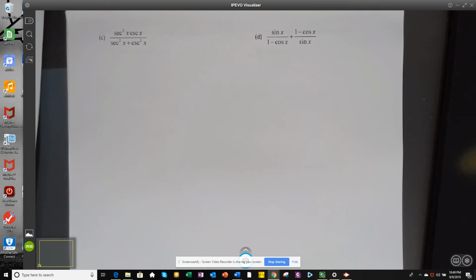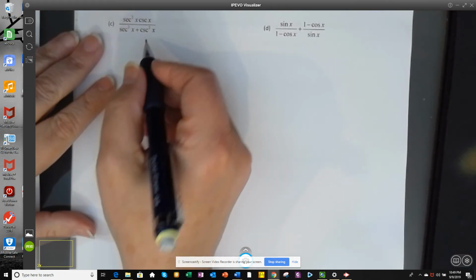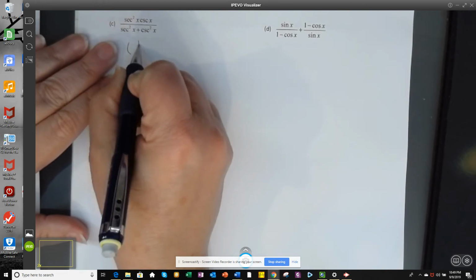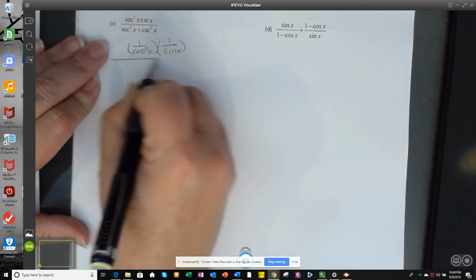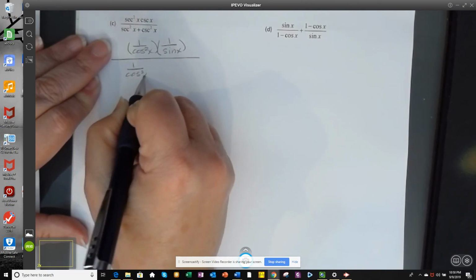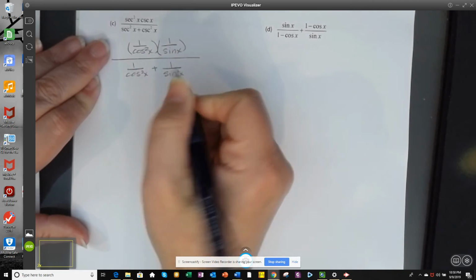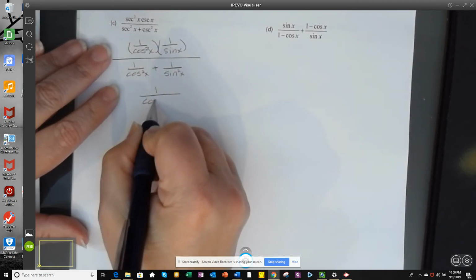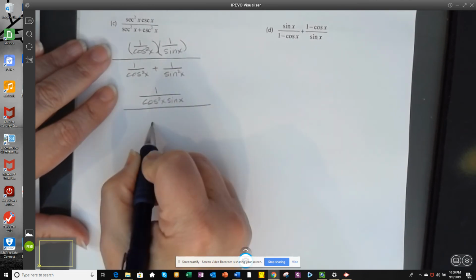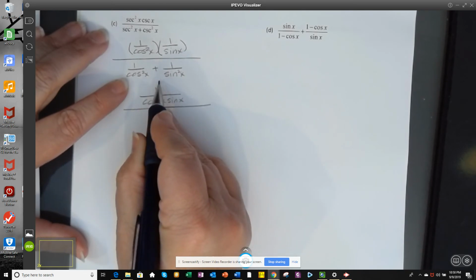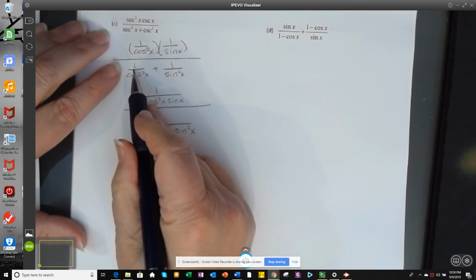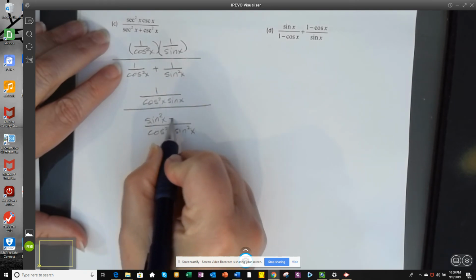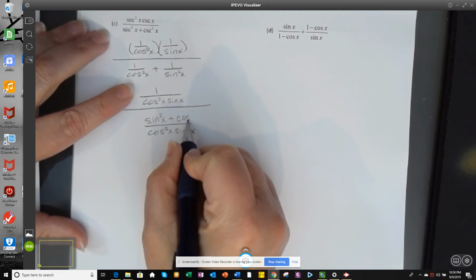Okay, so I'm thinking we're going to change things to their sine and cosine component parts because if all else fails, you can do that. So let's see what we get here. In the numerator, we get 1 over cosine squared x times 1 over sine x, all over 1 over cosine squared x plus 1 over sine squared x. And the numerator is going to look like cosine squared x sine x in the bottom. And now I'm going to find a common denominator in the denominator, which would be cosine squared x sine squared x. And then I'm going to multiply this first one by sine squared x, and this one by cosine squared x, which gives you cosine squared x.